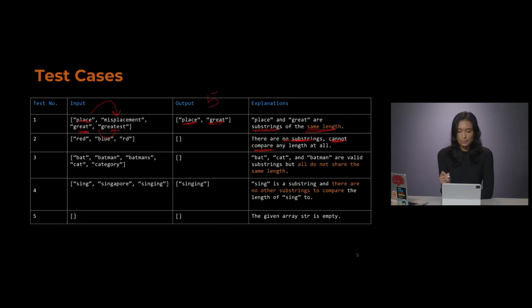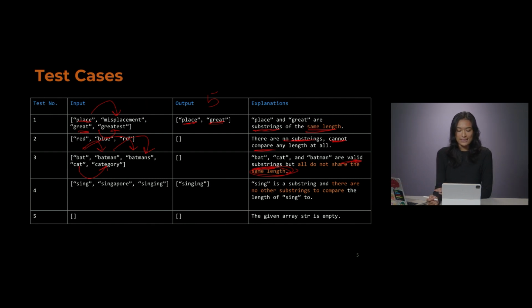For our third test case, we are going to have 5 strings with some superheroes, Bat, Batman, and Batmans, as well as cat and category. So you'll notice that Bat is a substring of Batman, and Bat is also a substring of Batmans. You'll also notice that Batman is a substring of Batmans, and cat is a substring of category. So we do have 3 matched substrings, and they're all valid, but not all of them share the same length. Remember, that's the catch in our problem. So you can't return anything. That's why the output is empty in this case.